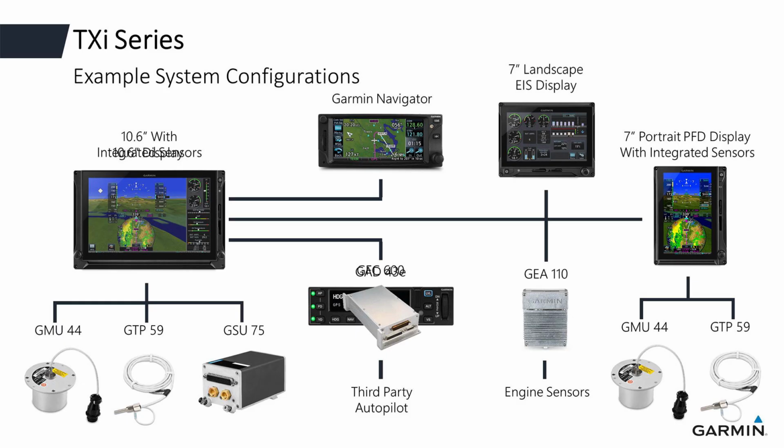So, configuration. You have your GDU 1060, primary flight PFD MFD here. GMU 44, that's the magnetometer. That gives you the magnetic direction. GTP 59 is the temperature probe. And GSU 75, that's a remote attitude heading reference system and air data computer. Okay, that's one of the options you have.